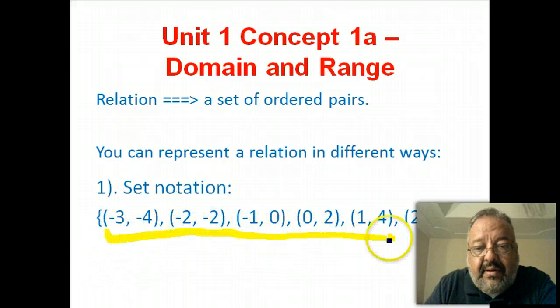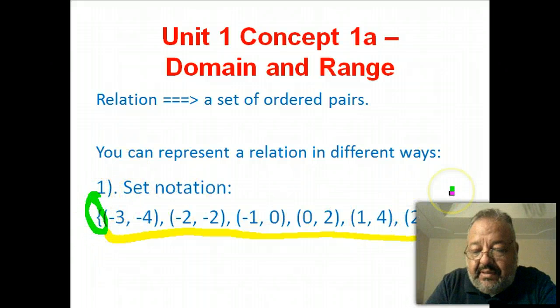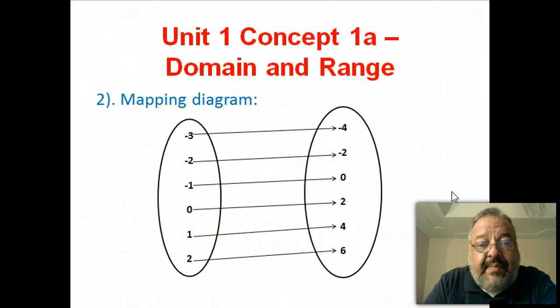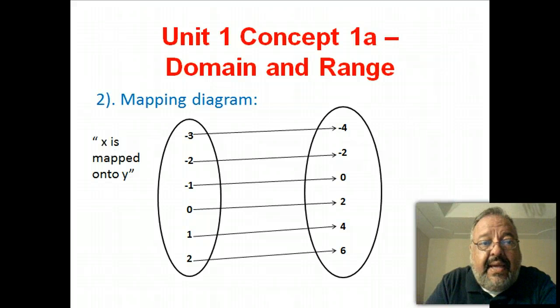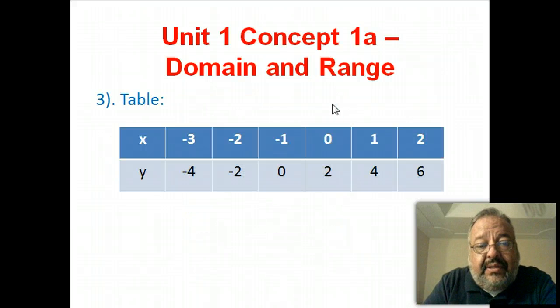Now notice all of these are the ordered pairs, and these little curly brackets here tell you it's a set. So set notation is one. This is a mapping diagram. When we're mapping something to something, see all those arrows there, you see that X is being mapped onto Y. This is the X, this is the Y. You can also call the X the input, or the domain, and Y is the output, or the range.